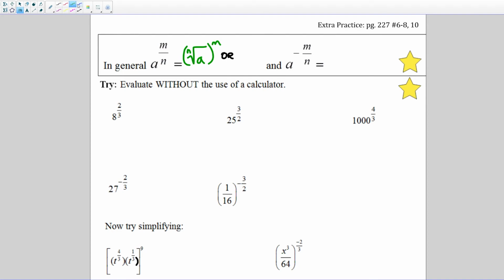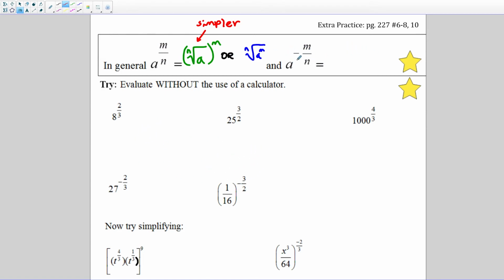Alternatively, we can also write it as the nth root of a, but we attach this exponent on the inside underneath the radical. Honestly, I prefer that most students stick with this one. This is going to be much simpler to use compared to this one. We're going to take a look at some reasons why when we do some examples together.